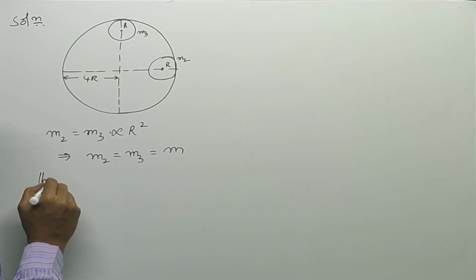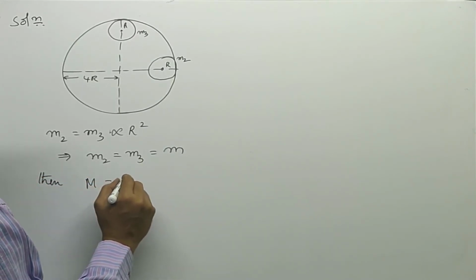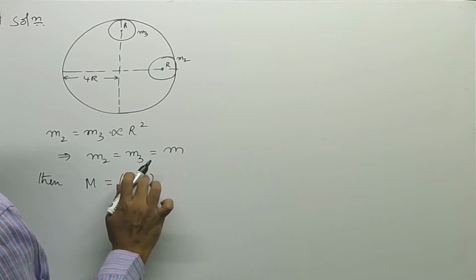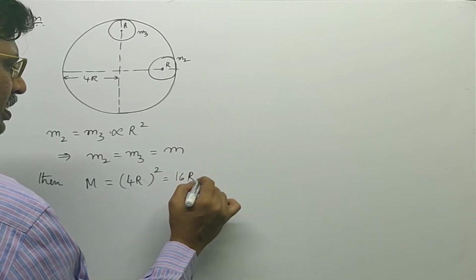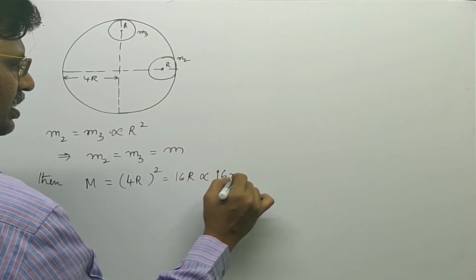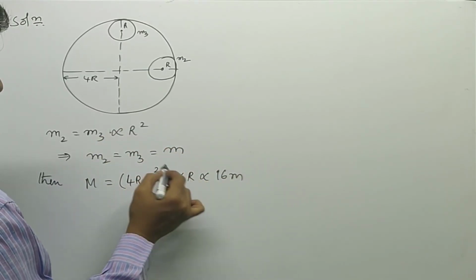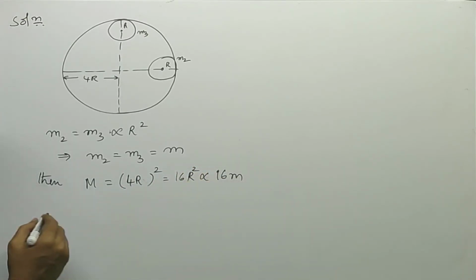Then the total mass of the circular plate is directly proportional to 4r whole square, that is equal to 16 r square. R square is imagined as m, so 4r whole square, 16 r square, becomes 16m.